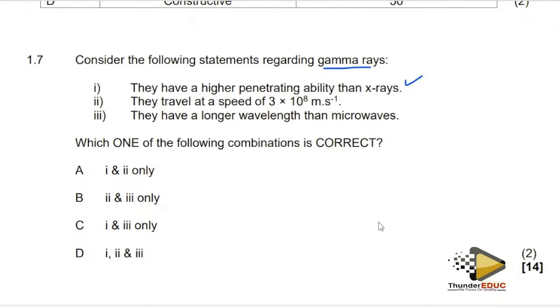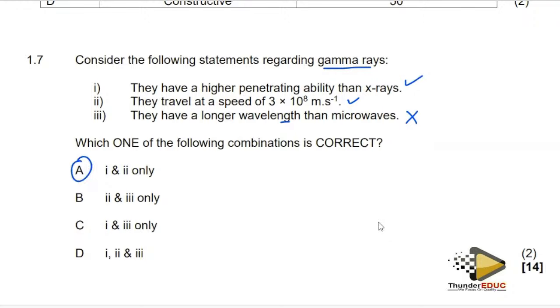When they travel at 3 times 10 to the 8, that is also true since it is part of the electromagnetic spectrum or electromagnetic waves. Then lastly, they have longer wavelength than microwaves. This is wrong because we know that gamma rays have a shorter wavelength compared to the microwaves. So which one of the following combinations is correct? So I'll go with A, that is showing me just 1 and 2 only.